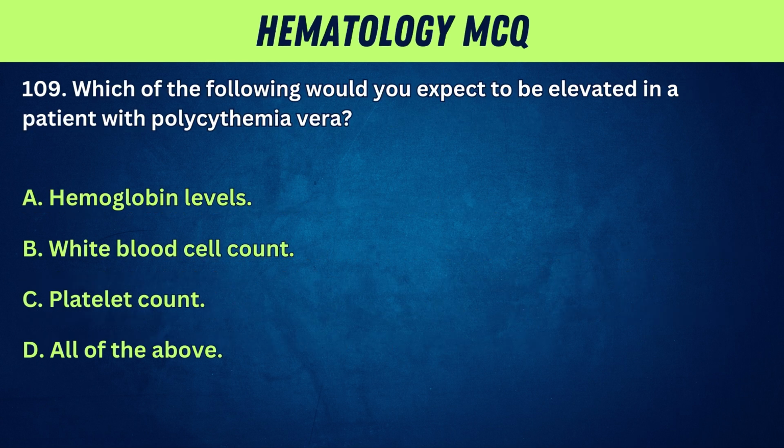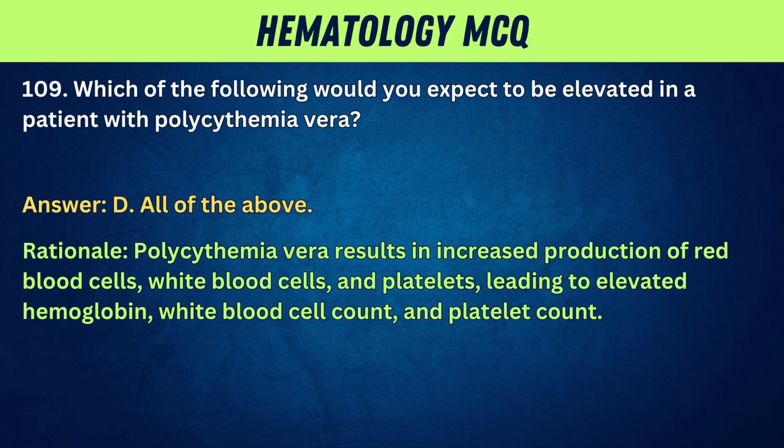109. Which of the following would you expect to be elevated in a patient with polycythemia vera? A. Hemoglobin levels. B. White blood cell count. C. Platelet count. D. All of the above. Answer: D.